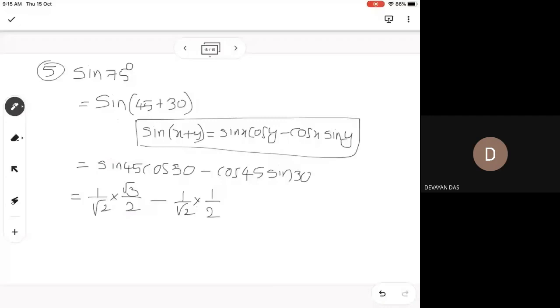If degrees are not written, what will happen? They would become radians, and then it is completely different. Did you understand?